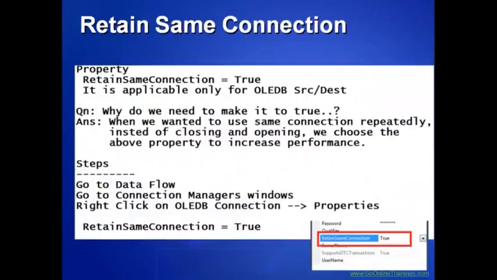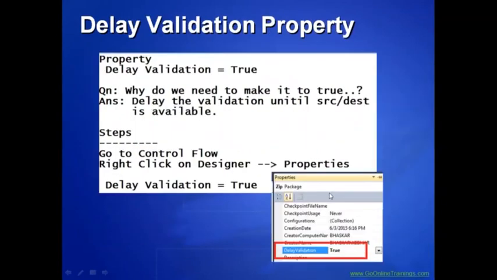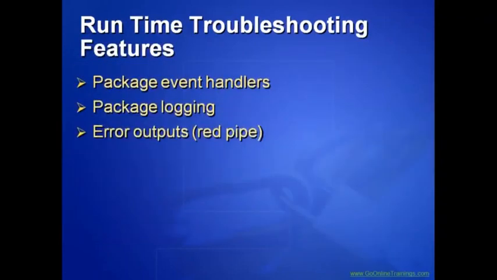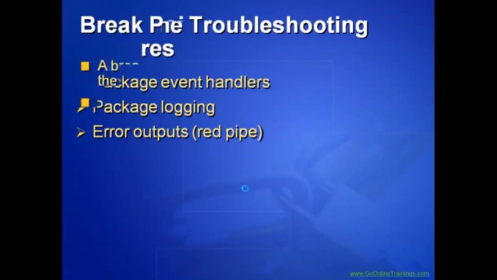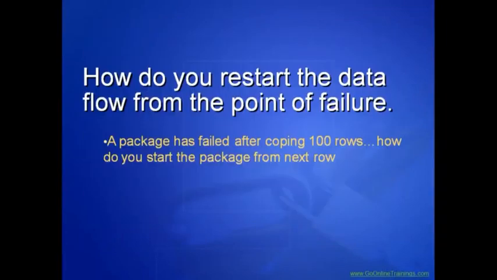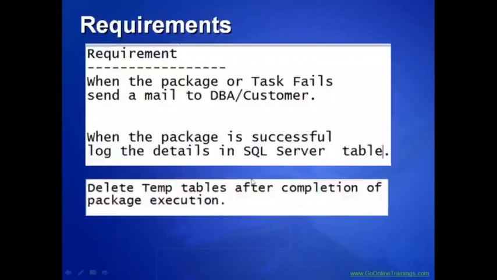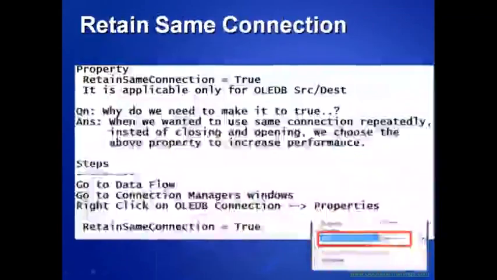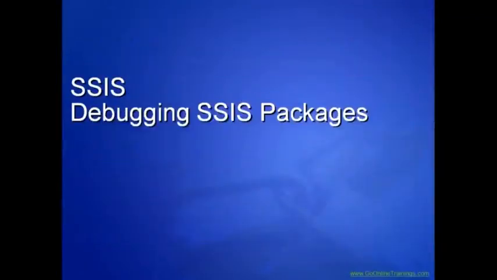Okay, so what is the hidden connection property? At least we discussed this yesterday. And DelayValidation is an important property that is asked in many places. If you get bad data, using a red pipe we will be able to separate the data, right? All these things are very, very important, guys. And how do you restart the flow from the point of failure? I told you, you have to use a checkpoint. Clear? So that is the point.